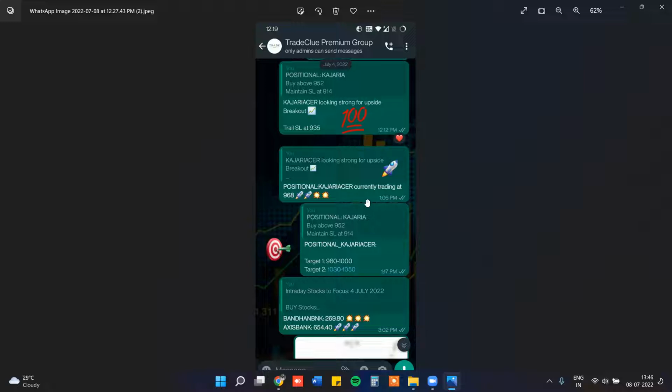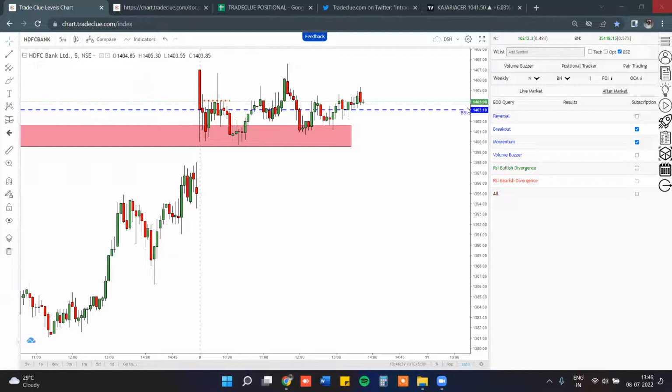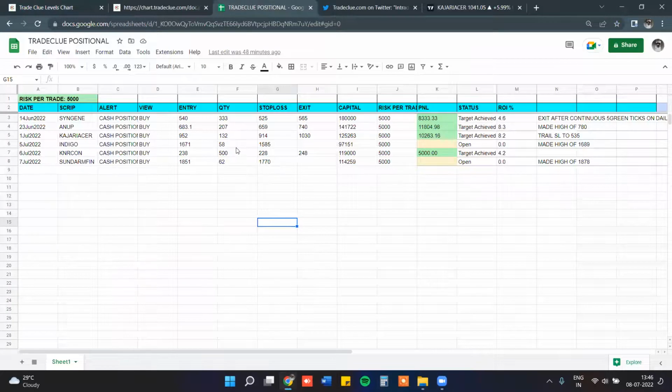So for the positional alerts, let's look at the alerts which were given. If I'm seeing the Excel sheet, you can see the TradeClue positional Excel sheet. Here I have taken a risk of 5,000. Even if I change this risk to 100 or 500, the main motive is to increase your capital with proper stop loss. Wherever I need to place a stop loss, wherever I need to trail my stop loss, that is the main feature. We have given these over the past few months.